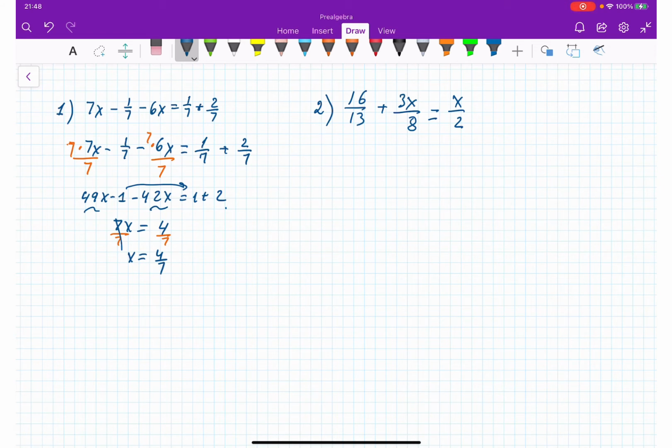13 multiplied by 8, because 13 is a prime number. Why didn't I multiply by 2? Because not everything that you multiply by 2 will be divisible by 8, but everything that you multiply by 8 will be divisible by 2. So I took 13 times 8, which is going to be 104.